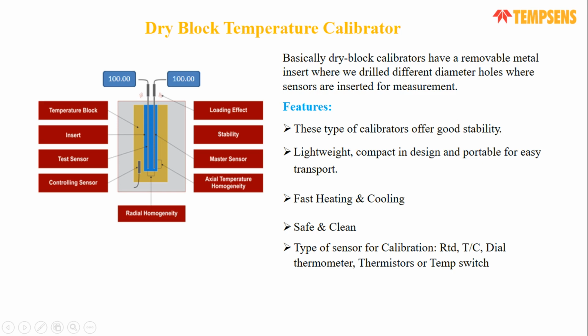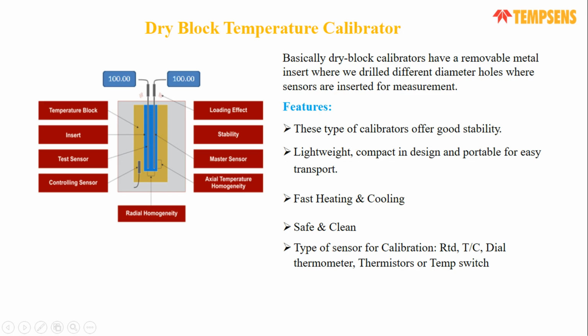So the dry block offers a lightweight and compact design. Normally it is very portable, so it is best used for on-site calibration or field application, and even in lab applications we use the dry block temperature calibrator. Another advantage is that it normally has fast heating and cooling, and we don't use any oil inside it. Basically the dry block has air as the medium, so it is clean and safe.